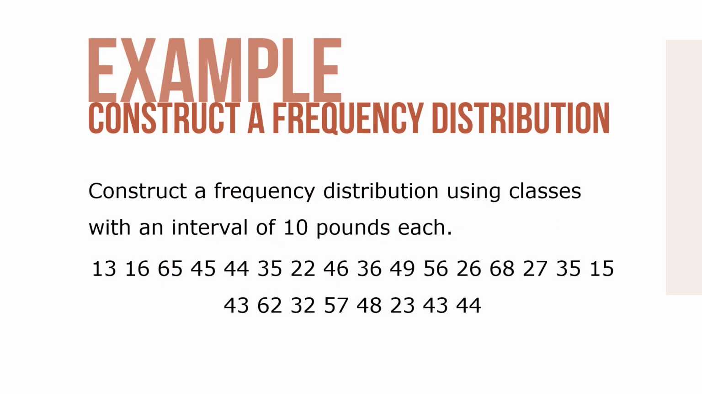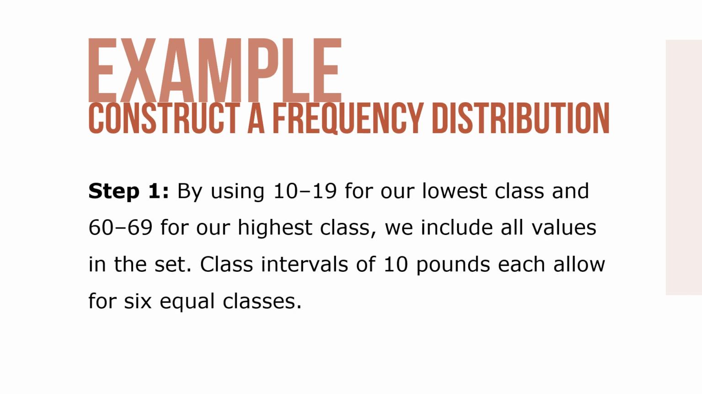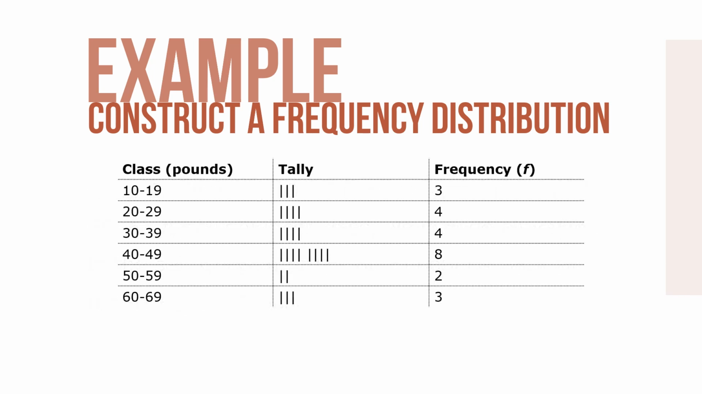Here's an example. Construct a frequency distribution using classes with an interval of 10 pounds each. Here's the data set. Step 1. By using 10 through 19 for our lowest class and 60 through 69 for our highest, we include all values in the set. Class intervals of 10 pounds each allow for 6 equal classes. Here's an example of how our frequency distribution and tally marks would look.